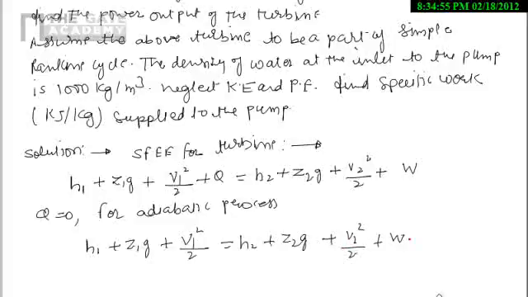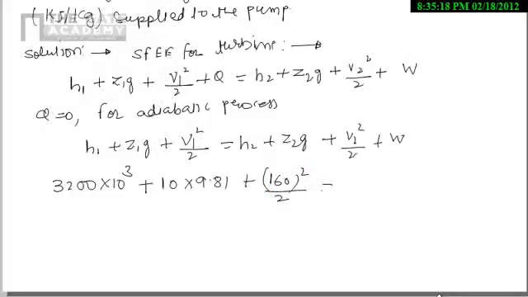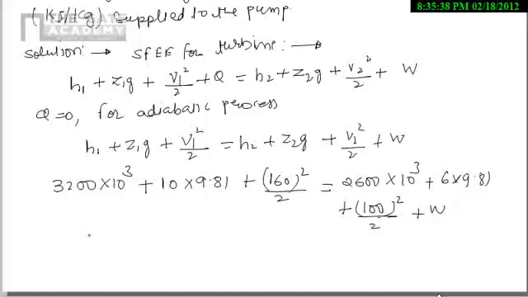H1 is given, that is 3200 kilojoule per kg. In terms of joule, 3200 multiplied by 10 to the power 3 joule per kg, plus Z1 is 10 and g we know 9.81, plus V1 is 160, so 160 square by 2, equals H2, again 2600 into 10 to the power 3 joule per kg, plus Z2 is 6, so 6 into 9.81, plus V2 is 100, so 100 square by 2, plus W.